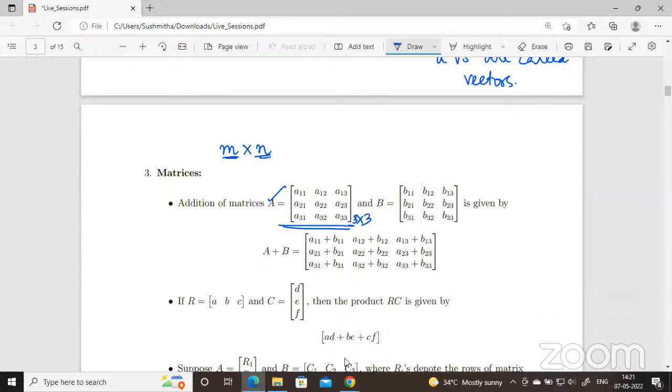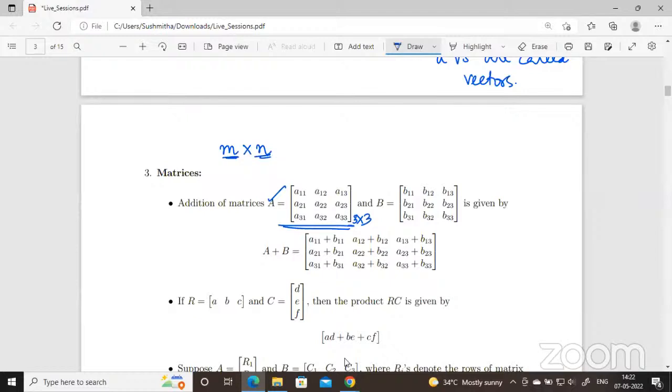So, when can we add 2 matrices? Can I add a matrix with 2 rows and 3 columns with 3 rows and 2 columns? No, the order of the matrix should be the same. Yeah, the order should be the same, because I know to add 2 vectors, I have to do it component wise.